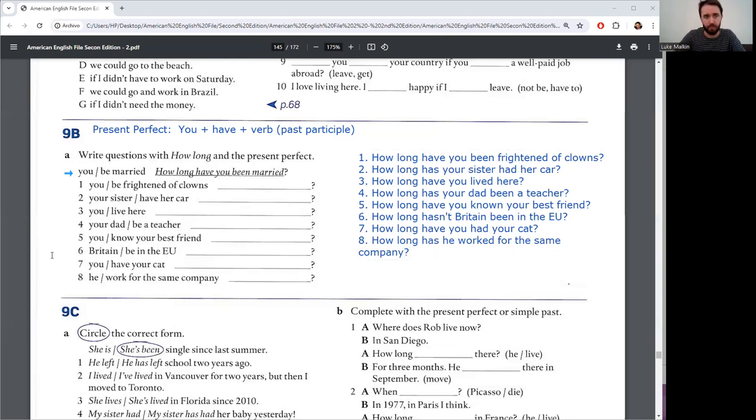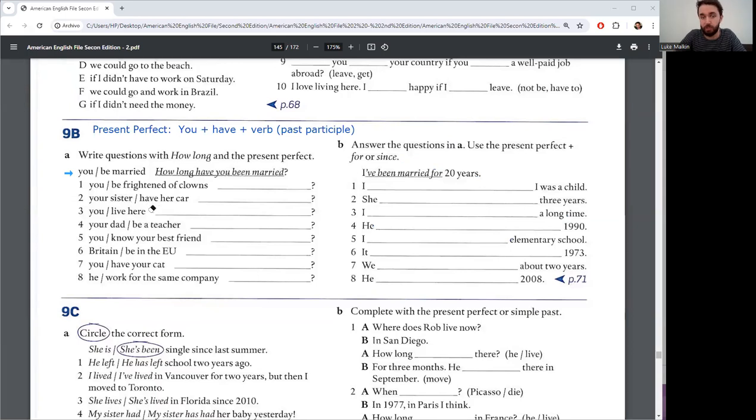Okay, let's continue with part two, part B. Answer the questions in A. Use the present perfect with for or since. Remember that for is a period of time, since is a point in time with the present perfect. For example, the question was, how long have you been married? The answer, I've been married for 20 years. 20 years is a period of time, so for. Pause and complete 8 questions.